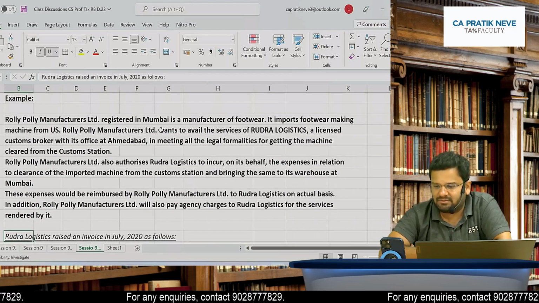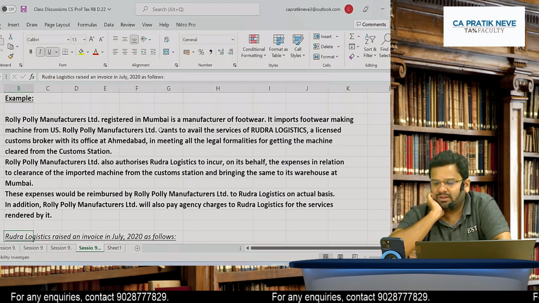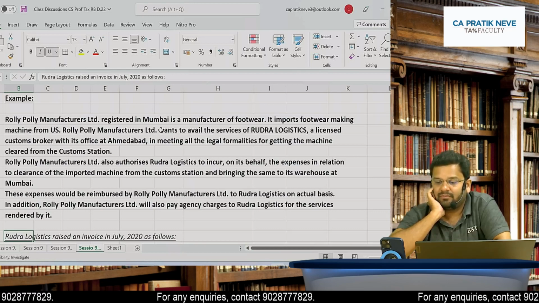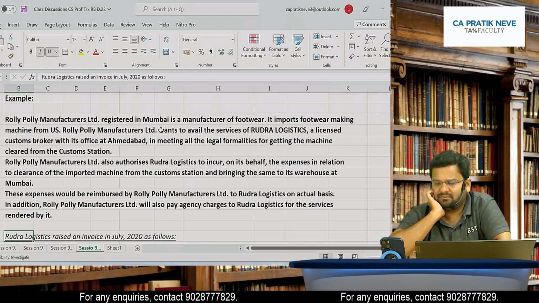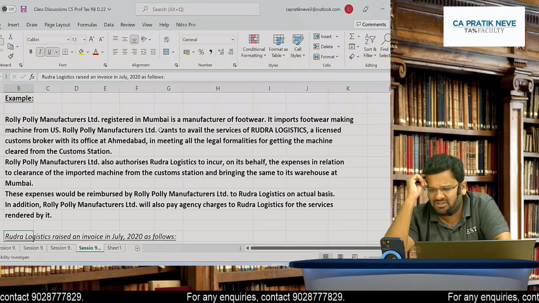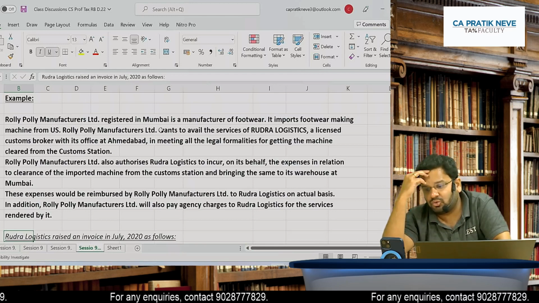Sir, in case of repossessed goods and second-hand goods, if information like GST is included in the purchase value, then what should we do? Okay. Let me analyze the question. In case of repossessed goods and second-hand goods, if the price is given including GST, then what should we do?